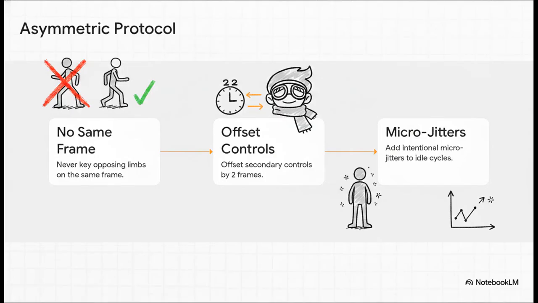To actually execute this, you just need to follow 3 exact rules. Rule number 1, literally never keyframe opposing limbs on the exact same frame. Rule 2, make sure your secondary controls, things like goggles, hair, or cloth, settle about 2 frames after the primary body stops moving. And Rule 3, add intentional micro jitters. You should always be breaking clean, linear tangents on your idle cycles to mimic those tiny biological muscle micro adjustments that we all make when we're just standing still.